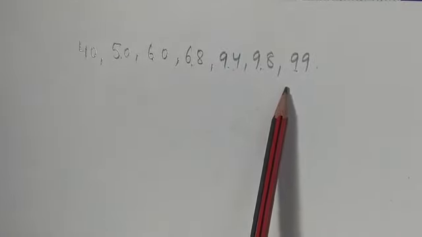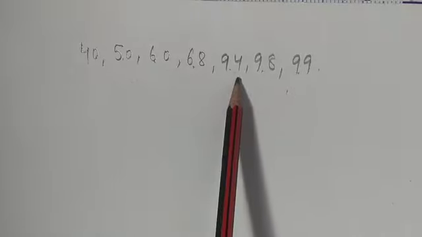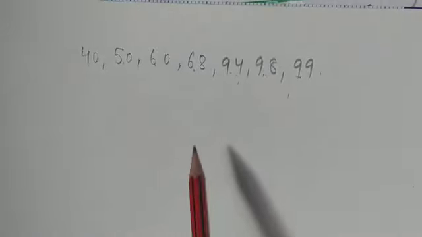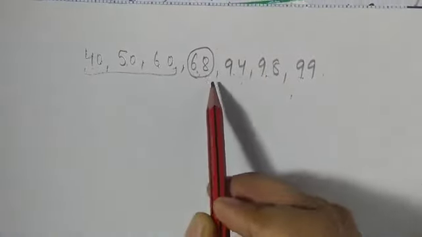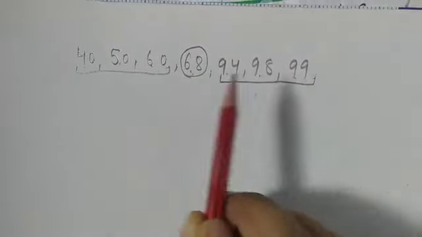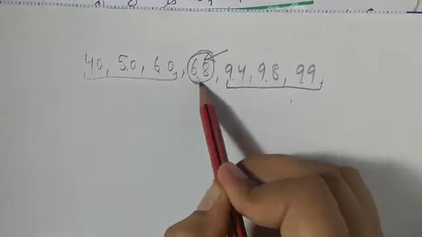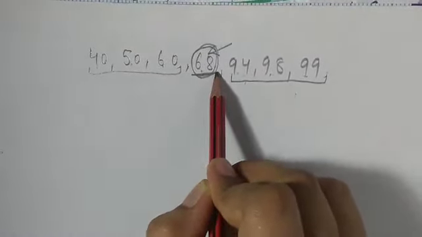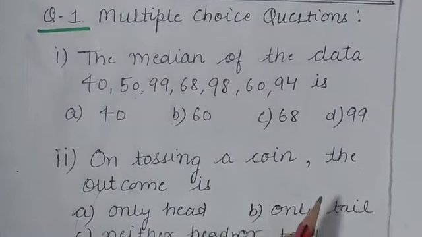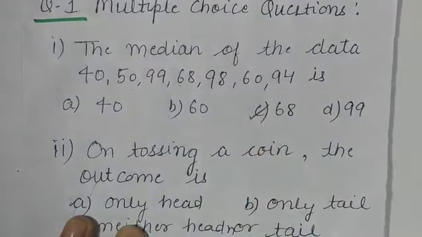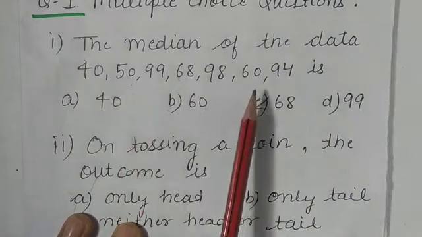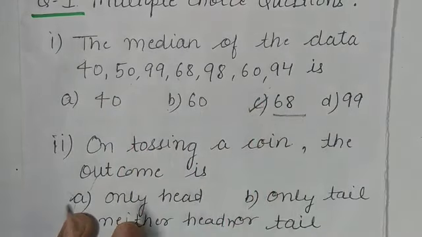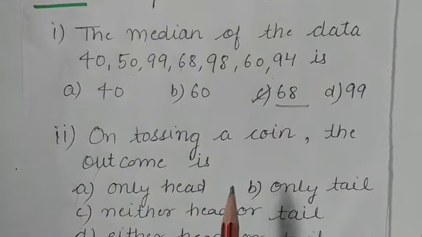How will you calculate the middlemost? If we have 7 observations, we have to find the median. Median means the middlemost observation. Here the middlemost observation is 68, because before 68 we have 3 observations and after 68 we have 3 observations. So the median is 68. The correct option is C, that is 68. Or you can directly apply the formula after arranging in ascending order, and you will also get the median as 68.